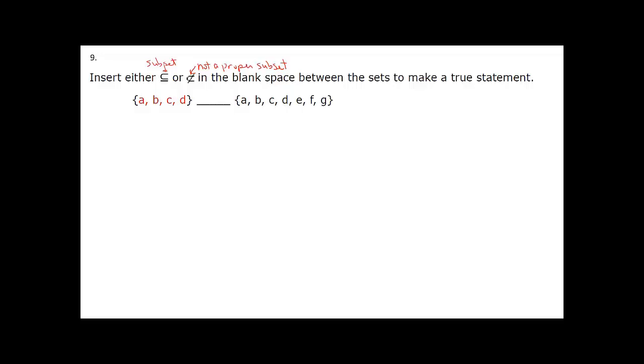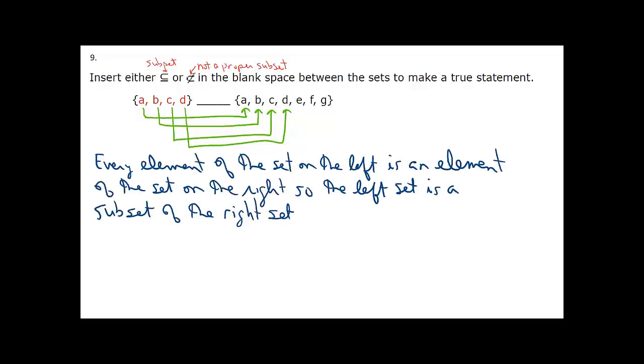Otherwise, they're the same. So all you really have to do is take the elements on the left, the A, B, C, and D, and see if you find them on the right, and you do. So that means that the set containing A, B, C, D is a subset of the set containing A, B, C, D, E, F, G.